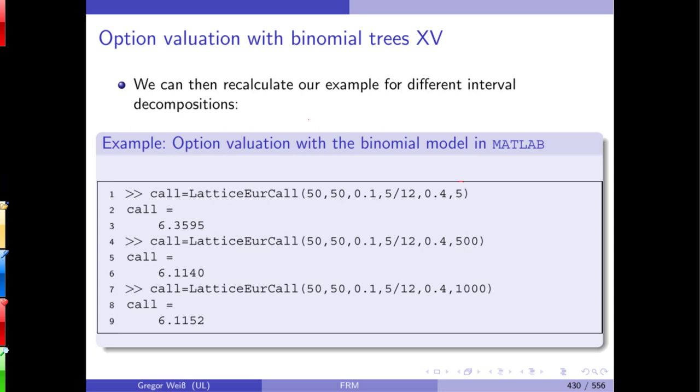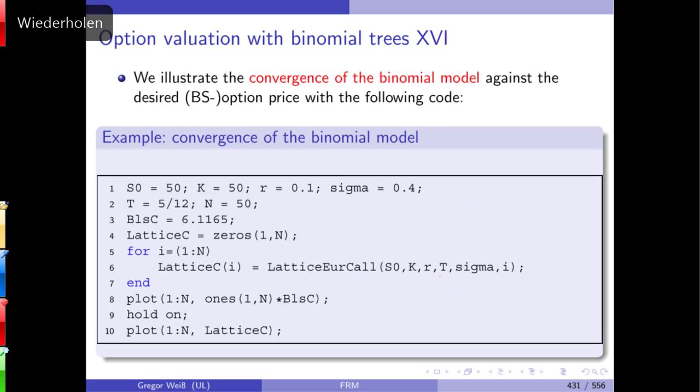We will use 5 steps. It will give you 6.3595. We'll use 500 steps and 1,000 steps. And in the end, you can see that the option price from the binomial model converges to the 6.1136, I think it was, from the Black-Scholes price. That's option valuation using the binomial model.